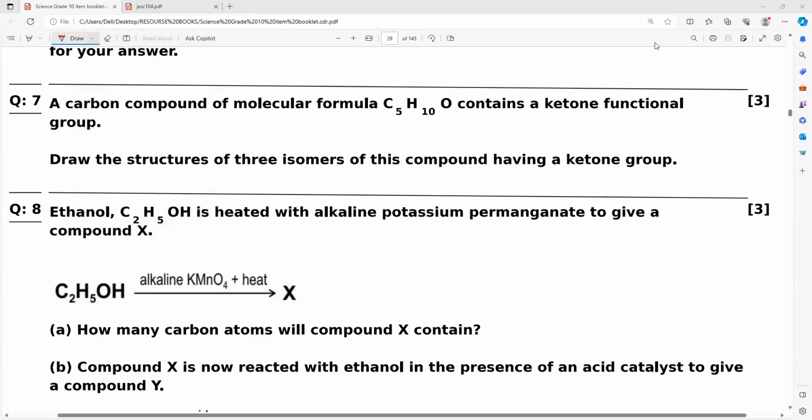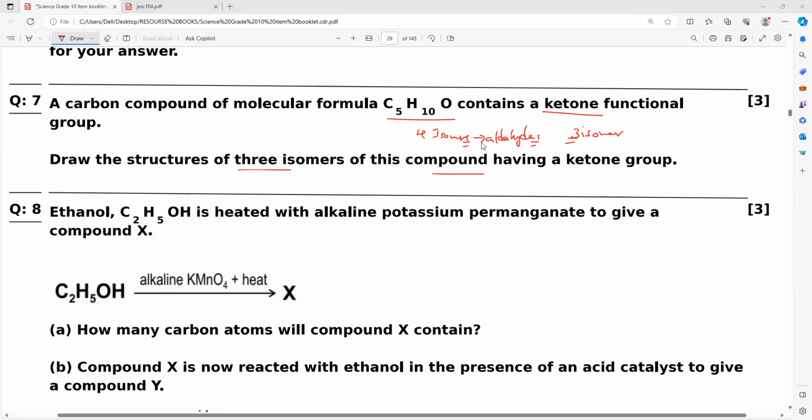So for question number 7 only, yesterday I have sent you the answers. They asked us to draw the structures of 3 isomers of this compound. Actually, it is a ketone. So with the same chemical formula, we will get the 3 isomers for ketones, as well as 4 isomers for aldehyde. So that is what I told you to draw, but those who have drawn, you can verify it also.